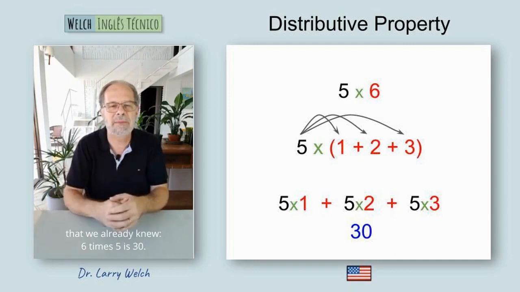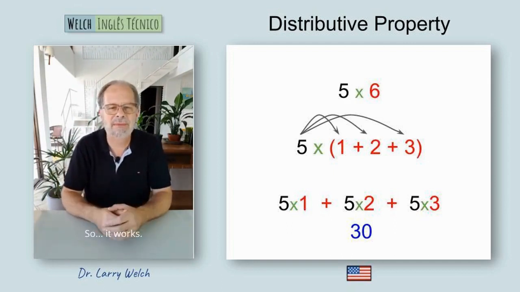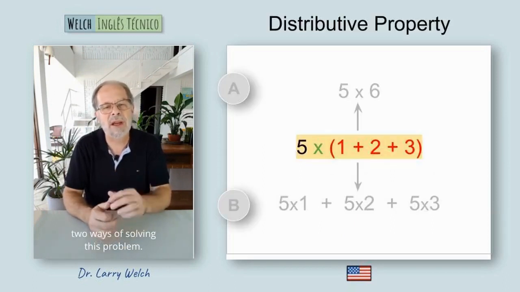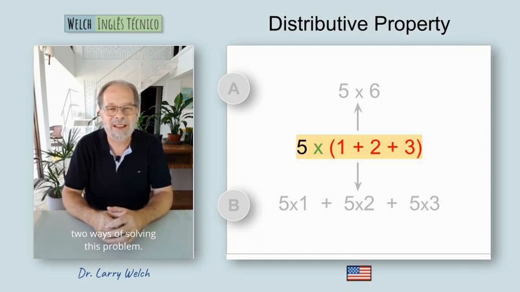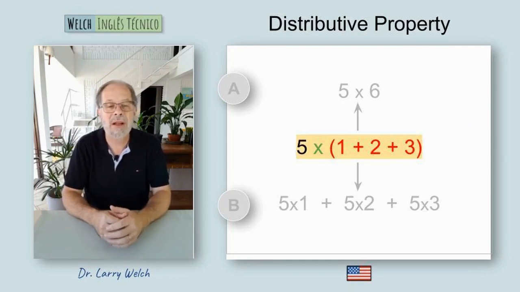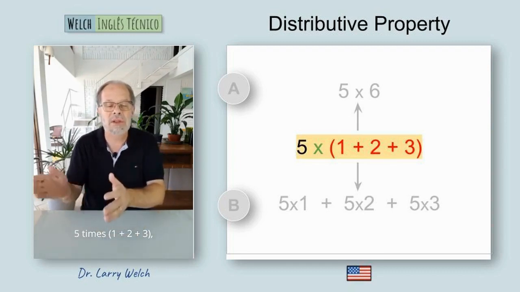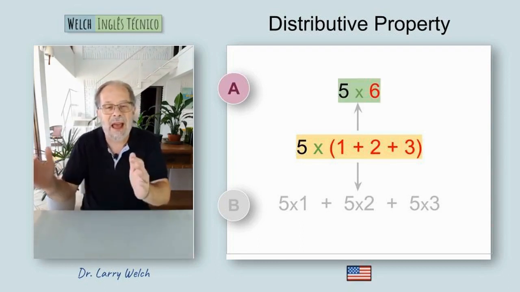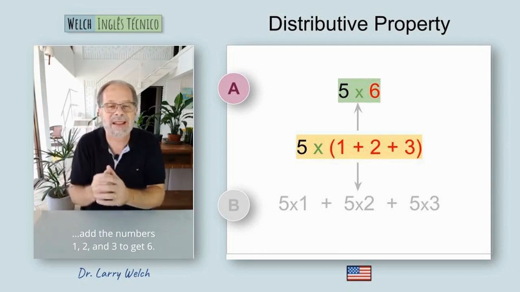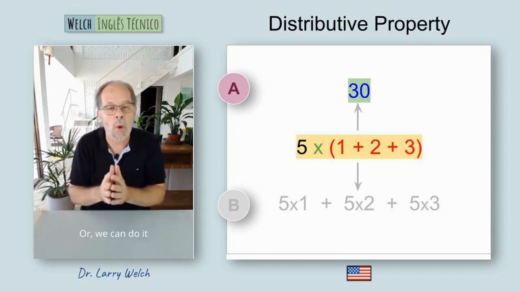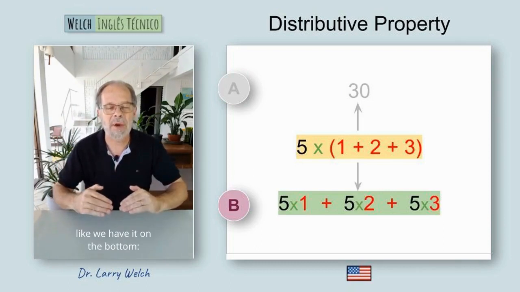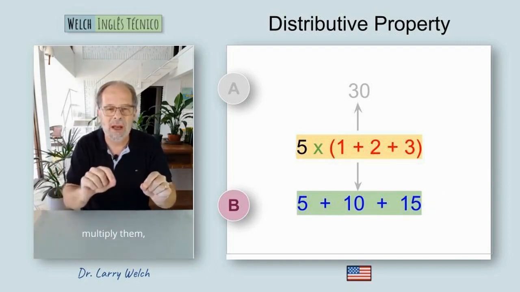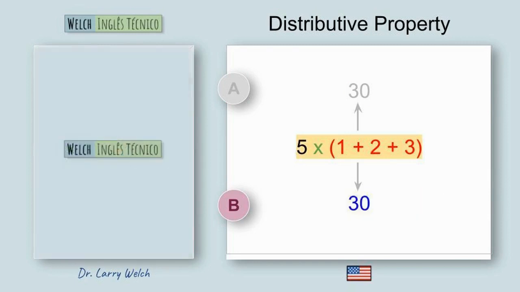6 times 5 is 30. So it works. What does that matter? It matters because now we have two ways of solving this problem. When we see a problem, 5 times 1 plus 2 plus 3, we can do it like we did at the beginning. Add the numbers 1, 2, and 3 to get 6. 5 times 6 is 30. Or we can do it like we have it on the bottom.